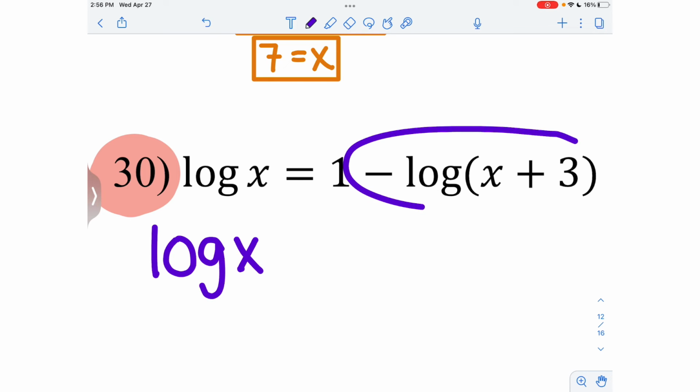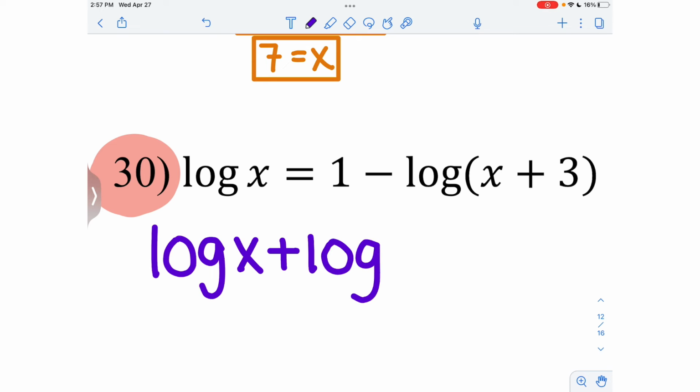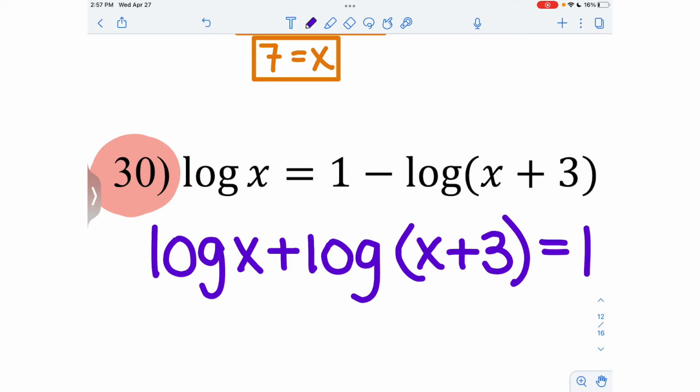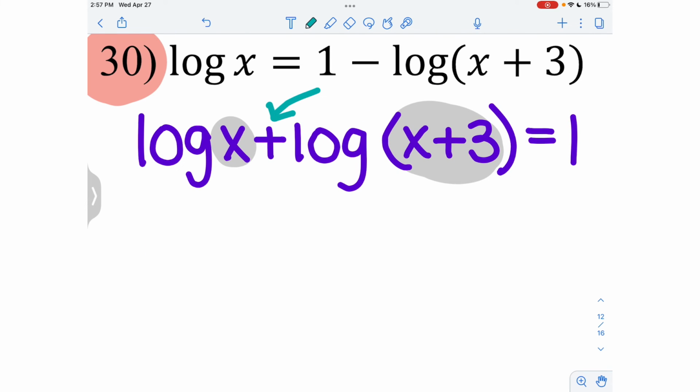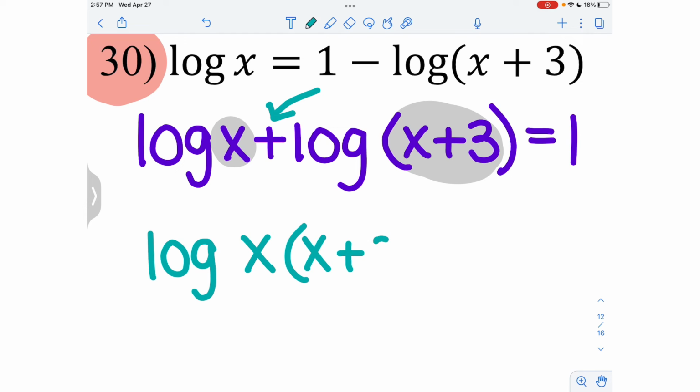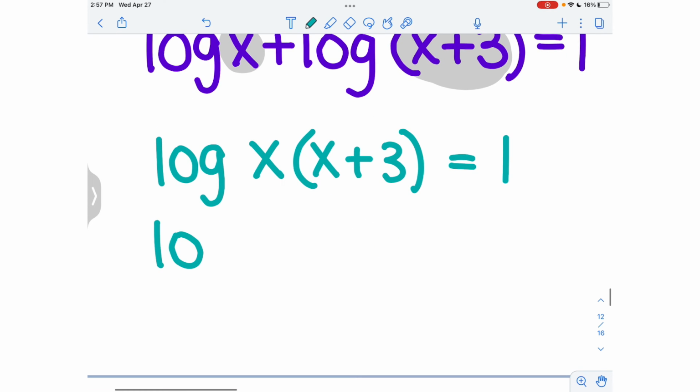So I'm going to take this negative log of x plus 3 and just add it over to the other side. That's how you move things in math. You add it over or subtract it over. That equals 1. So then I multiply. When I condense, I either multiply the things together or I divide, and it depends on this sign. So since this is a plus, it's multiplication. So log of x times (x plus 3) equals 1. I'm going to distribute this x.